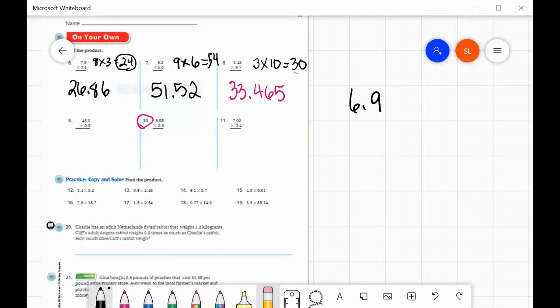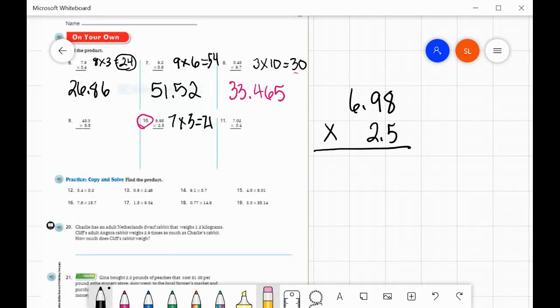All right, we have 6.98 times 2.5. 6.98 rounds to about 7. 2.5 rounds to about 3. So our answer is going to be somewhere around 21.